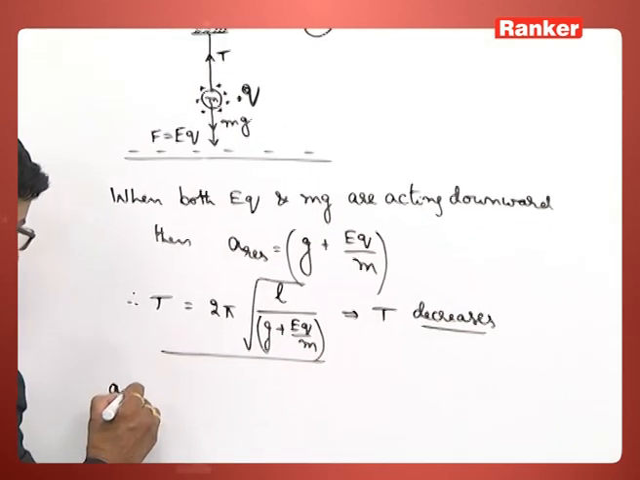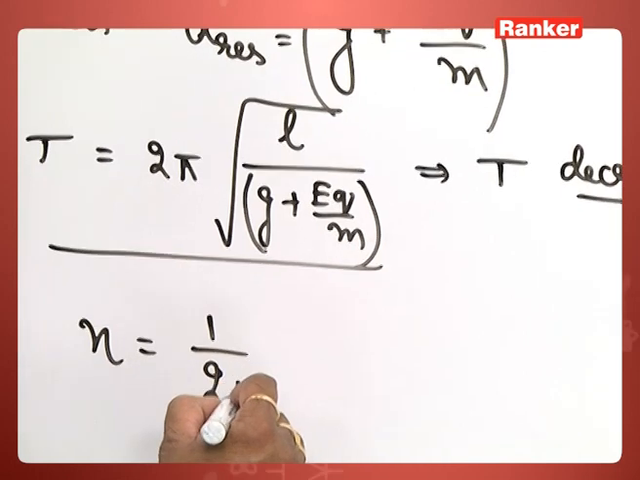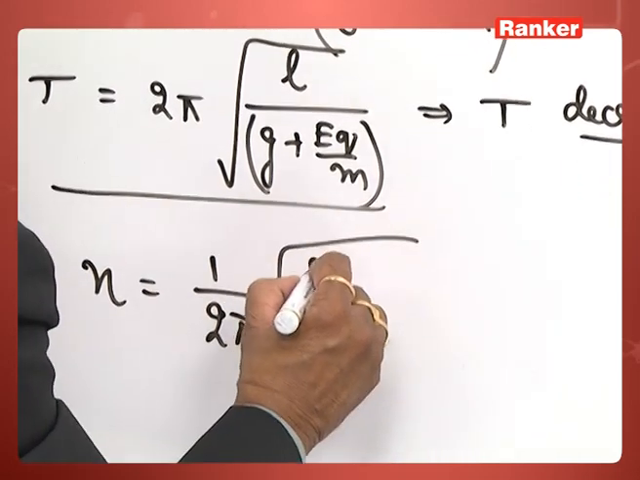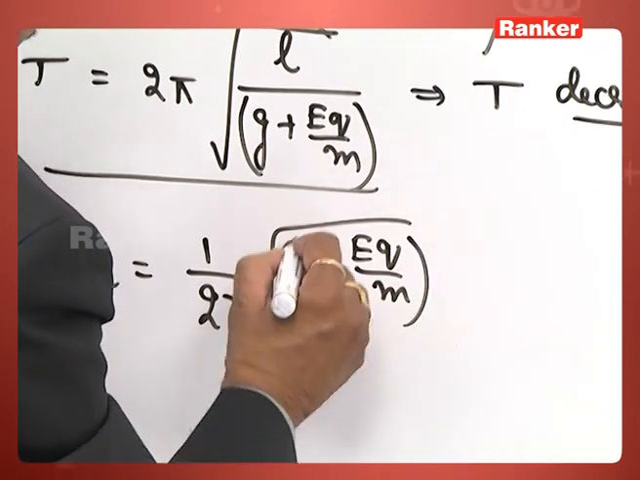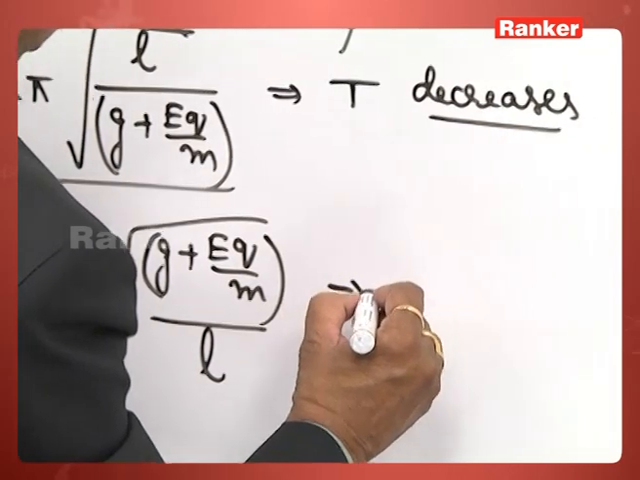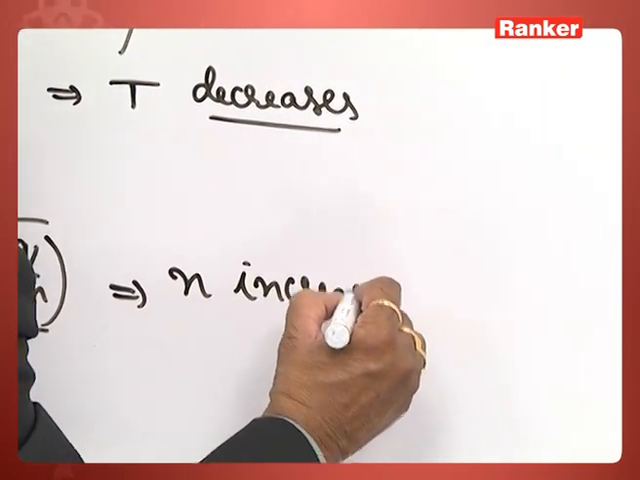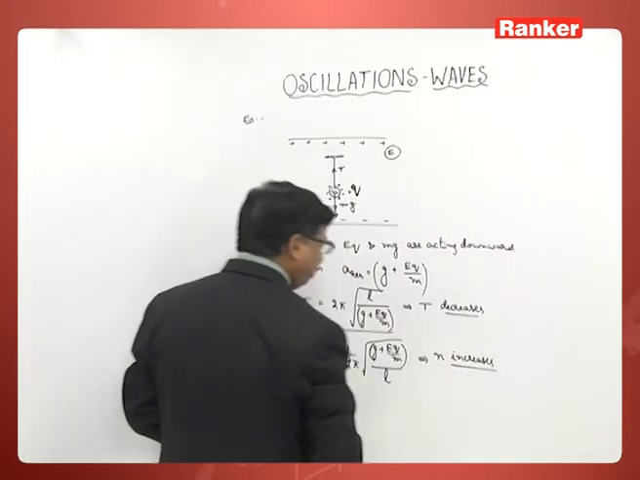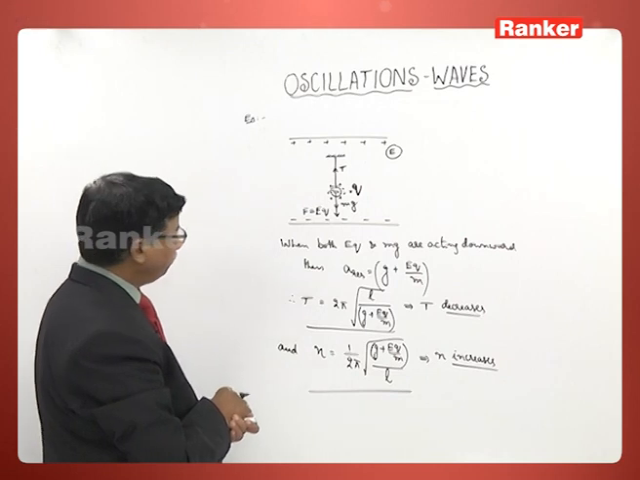In the same manner, we can write frequency n is equal to 1 by 2 pi under root g plus EQ by m divided by L. This is actually the case. So, what we can understand is n automatically increases because the numerator is increasing here. So, this is the equation for its frequency.